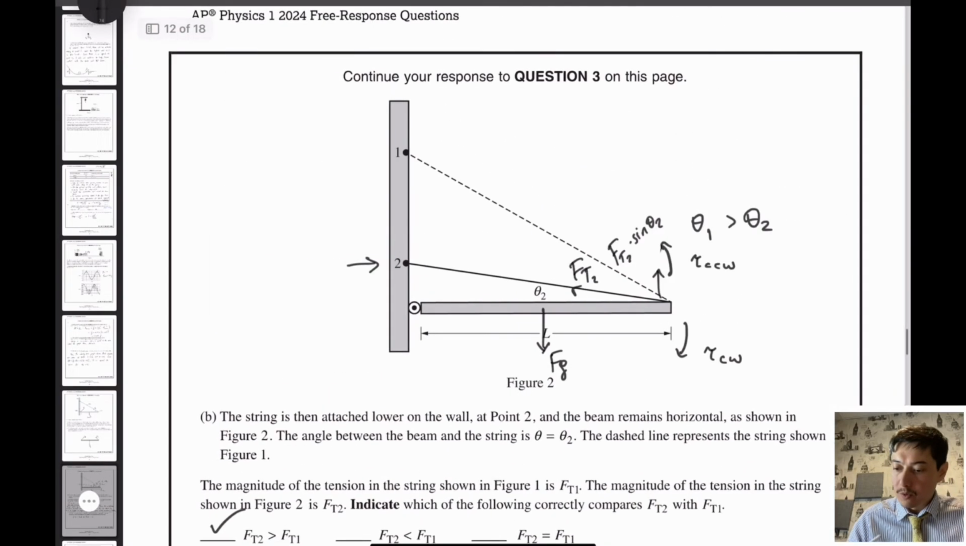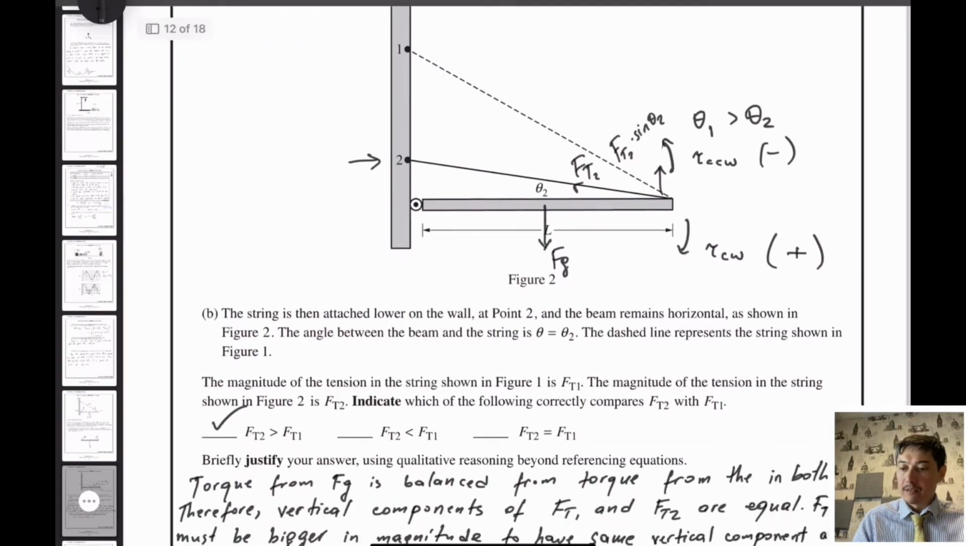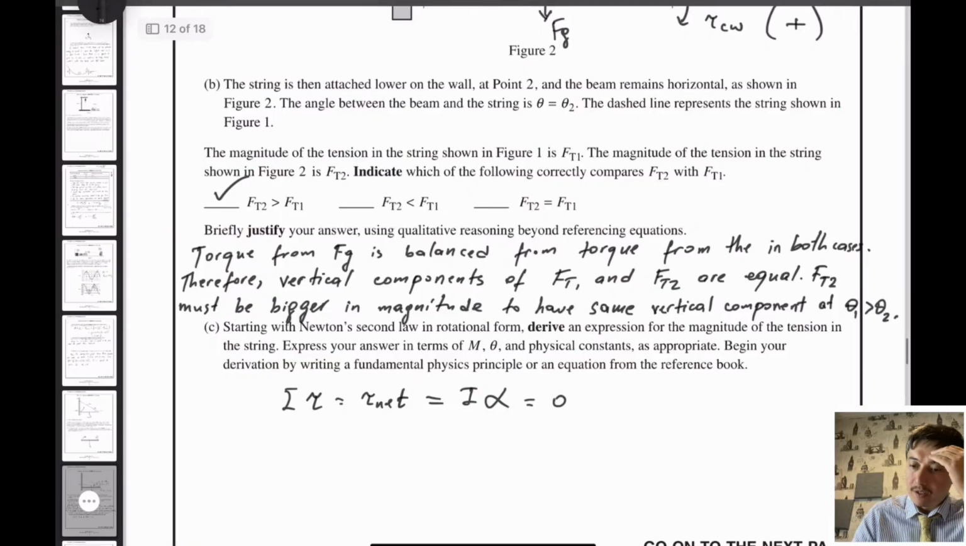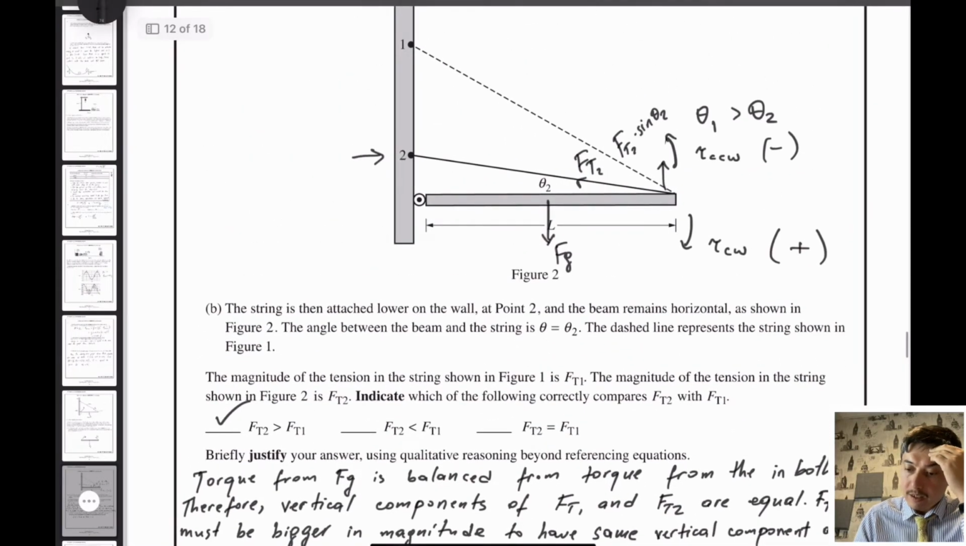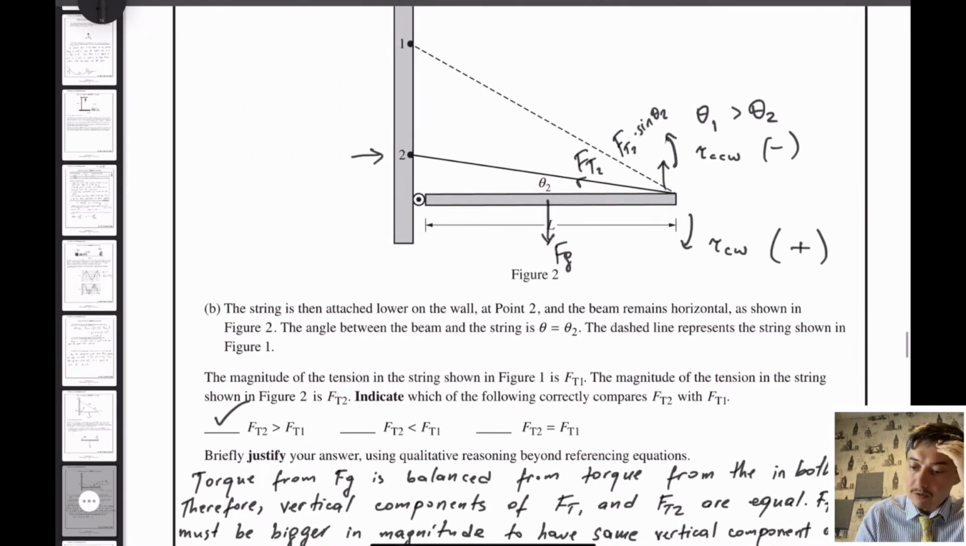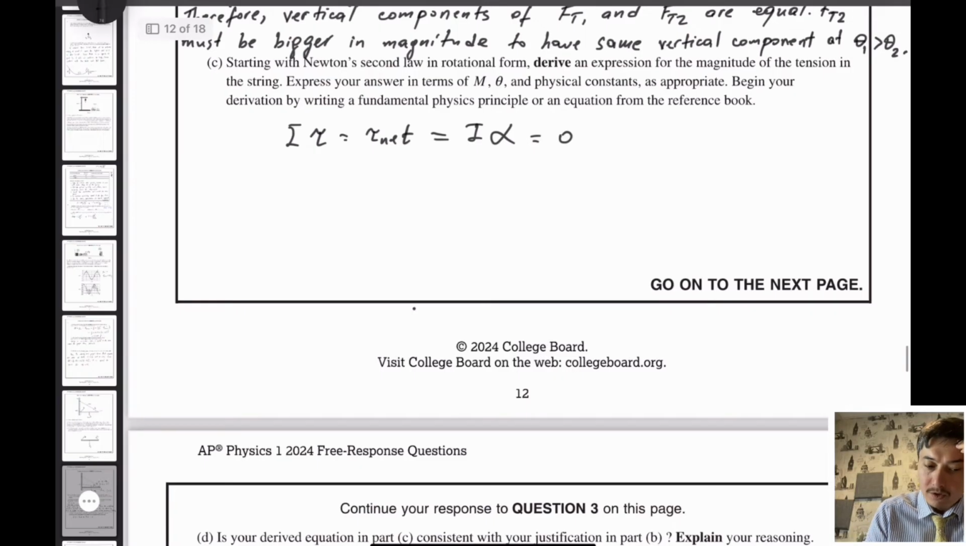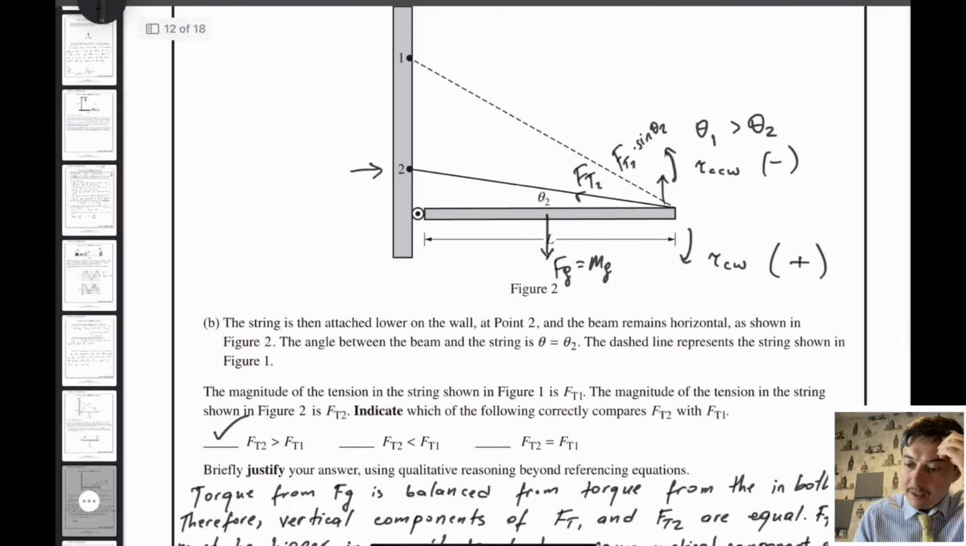clockwise, counterclockwise. Let's label counterclockwise. Traditionally, we take counterclockwise as positive, clockwise as negative. So counterclockwise, it's coming from gravity. So gravitational force Fg, which is equal to mg, and the distance from the hinge is L over 2. So it's going to be mg L over 2 minus Ft times sine theta is the force.